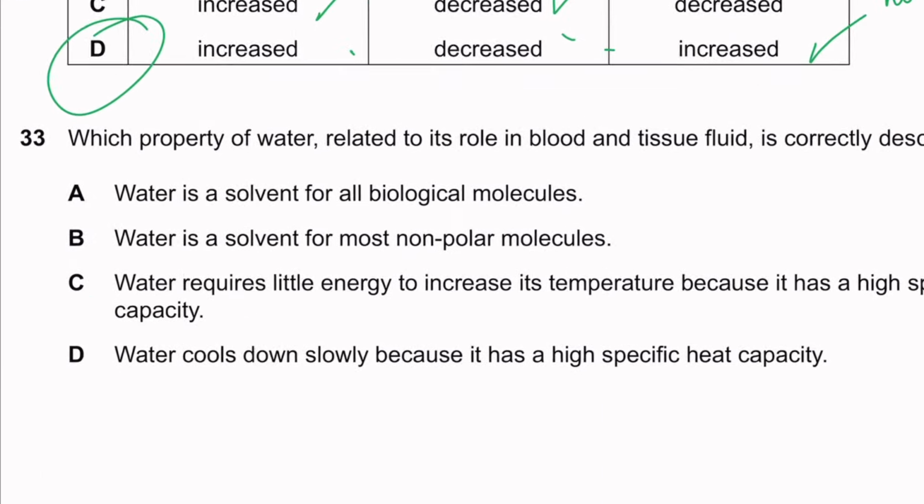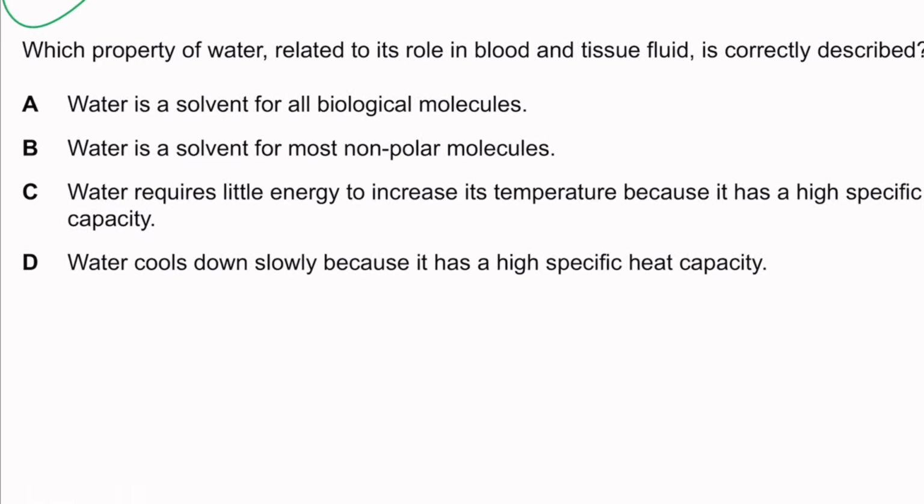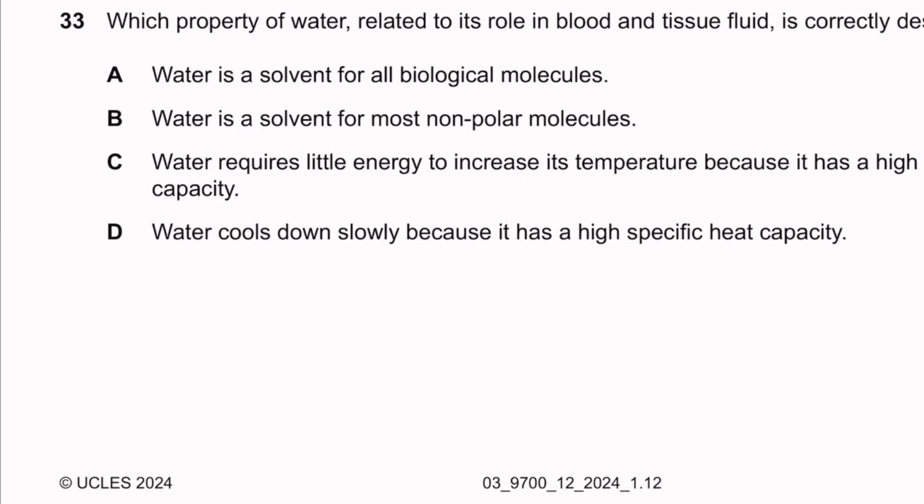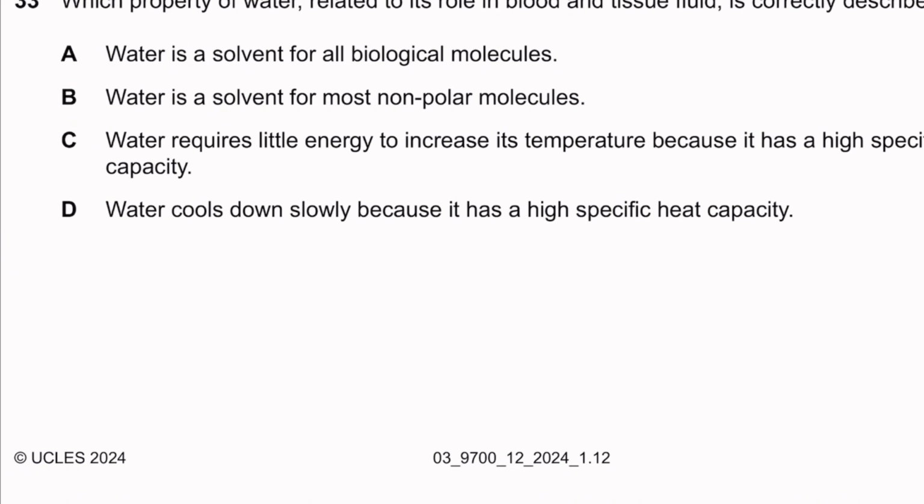Which property of water related to its role in blood and tissue fluid is correctly described here? A, water is a solvent for all biological molecules. B, water is a solvent for non-polar molecules. C, water requires little energy to increase its temperature because it has high specific heat capacity. D, water cools down slowly because it has high specific heat capacity.